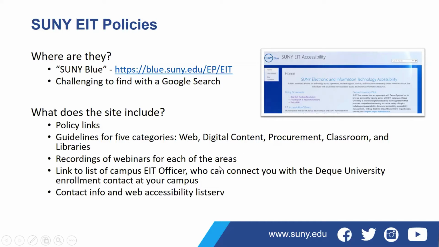This site also includes a list of the campus EIT officers, and that's really helpful because those people can connect you with DeCue University enrollment. And DeCue University is a place where you can take online courses and get certificates for training in accessibility, not just for the web, but all kinds of things. And they're really well laid out and really great classes, so I would highly encourage you to take advantage of those. And then this also has information about the SUNY Web Accessibility Listserv, contact information, all of those kinds of things.